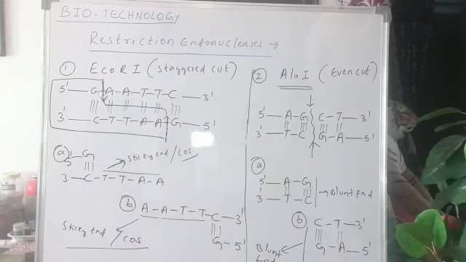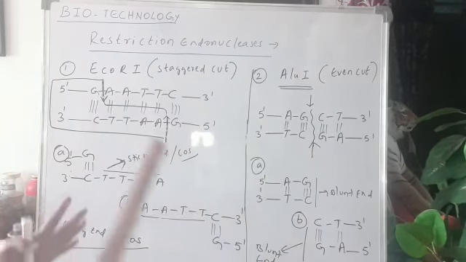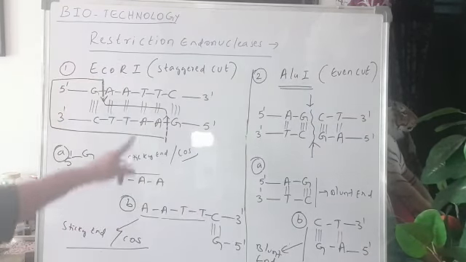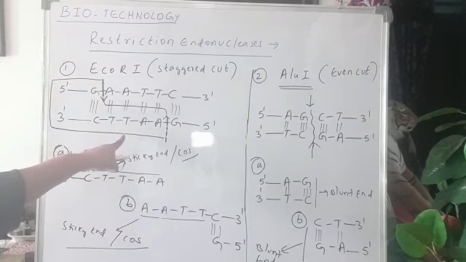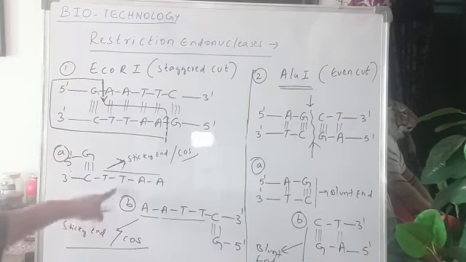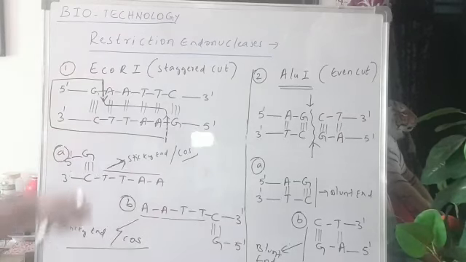But in rDNA technology, which sort of enzymes are used? The enzymes which cut in an uneven manner and produce sticky ends in the fragments. Such kinds of enzymes are generally used in rDNA technology.